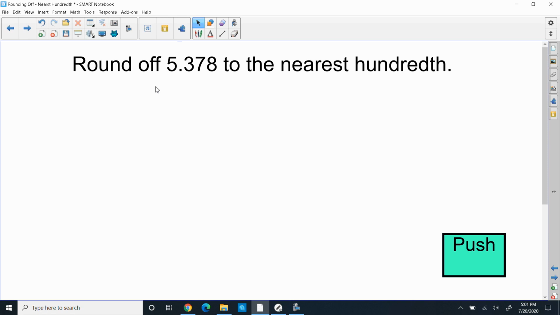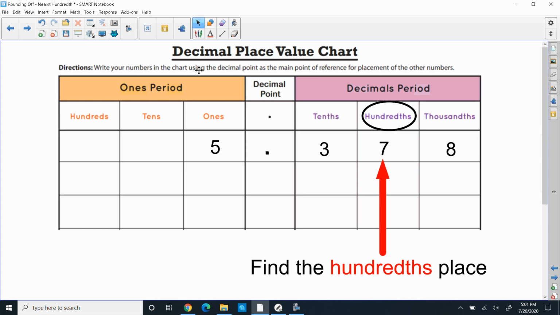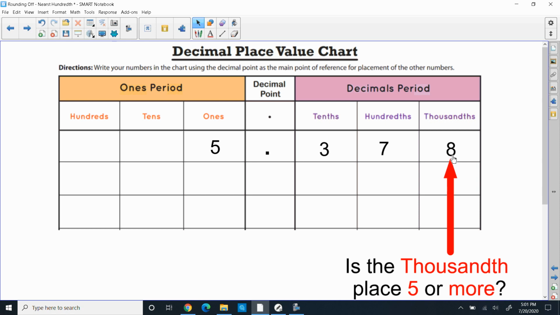Here's a similar example to what we did before. This time we're rounding to the nearest hundredth. So we have to define our hundredths place. Remember, tenths, hundredths, thousandths. There are 3 decimal places in this number, so there are 3 numbers behind the decimal point. Let's find the hundredths. Here's my decimal chart in case you forgot it. There's the decimal point, tenths, hundredths, and thousandths. So we found the hundredths place, that's the 7. Now we go next door to the 7, which is the thousandths place, and that number is 8.